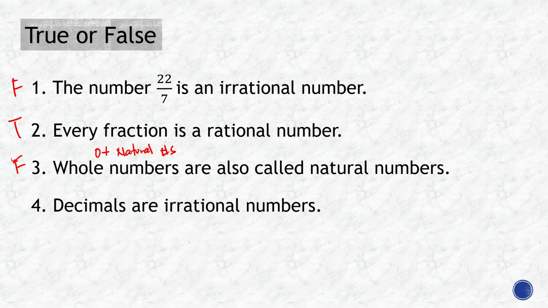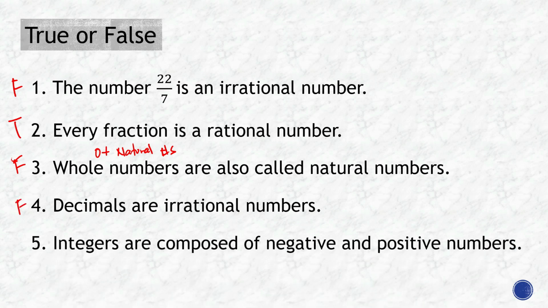Decimals are irrational numbers. What do you think about that? That's false. All right, let's go to the next one. Integers are composed of negative and positive numbers. Now, if you say true, then you're missing one component of integers, and that is 0. So this is false. It's composed of negative, 0, and positive numbers.